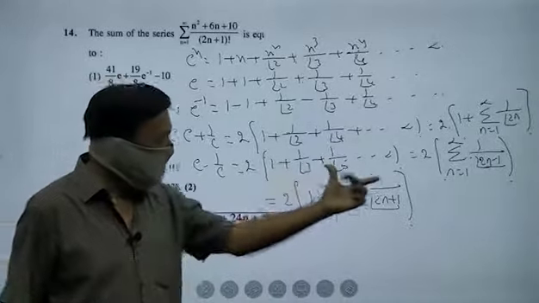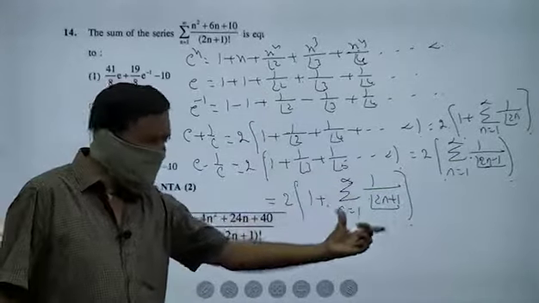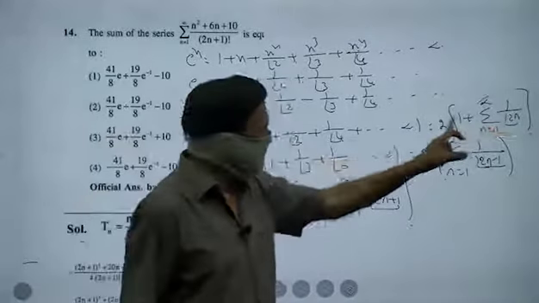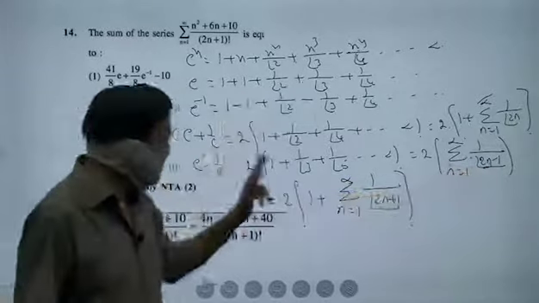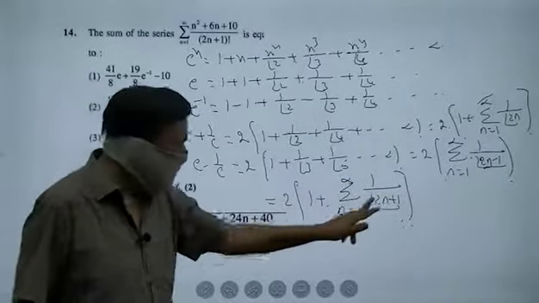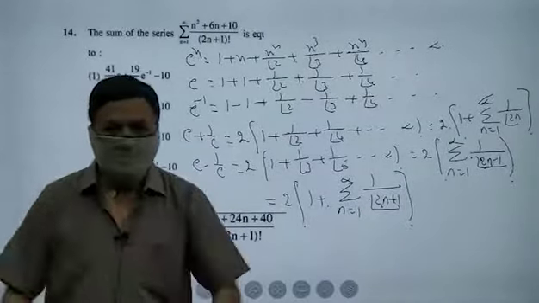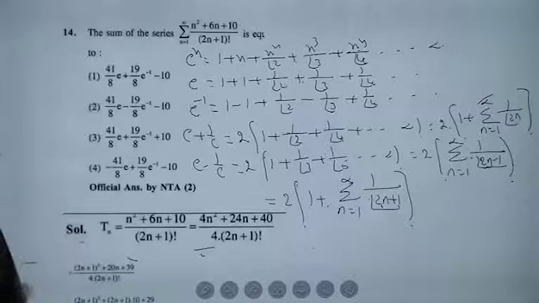The total is what? This. If you take from here, it is this. So you can calculate this in terms of e. You substitute. Then check the answer. This is a somewhat lengthy problem.